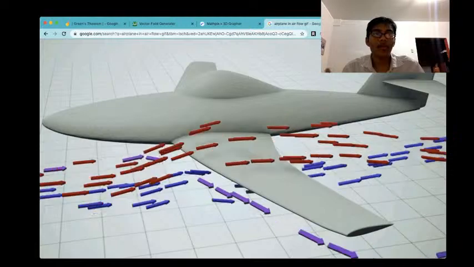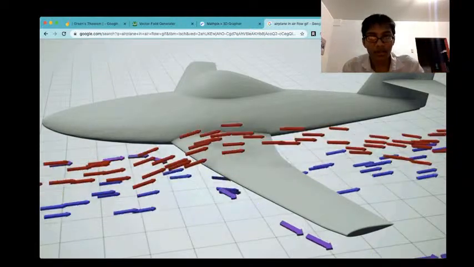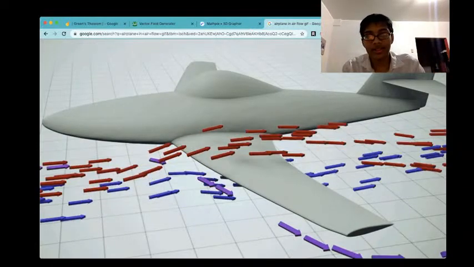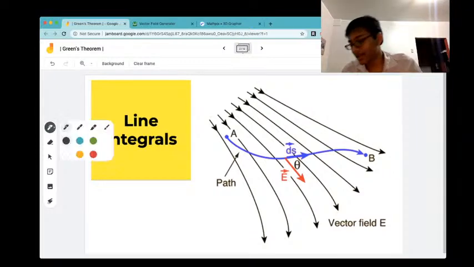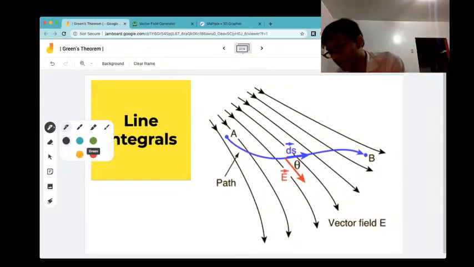Well, that's why we have the concept of work and line integral. So let's take a look at the line integral. The line integral basically tells us that, let's go back to our Jamboard right here.